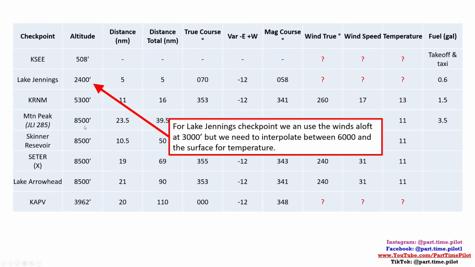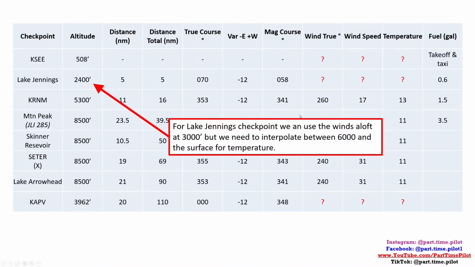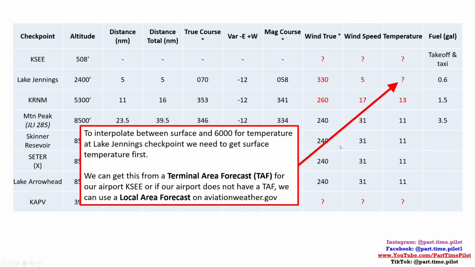And next we need to do the Lake Jennings row at 2,400, but there's wind data at 3,000 feet. If we look back here, there's wind data at 3,000 feet, but there's no temperature data. So for temperature data, we're going to have to interpolate between the surface and 6,000. For the winds, we can just use 3,000 because it's pretty dang close. So 3,000 feet is going to be 330 true at 5 knots. So we put that in there.